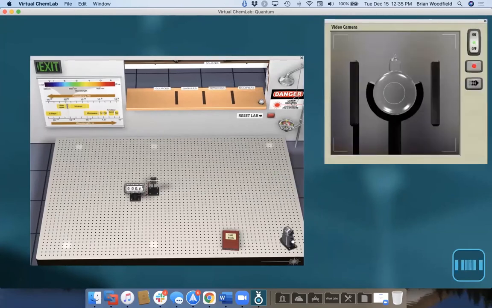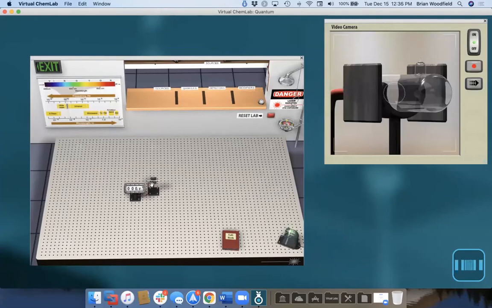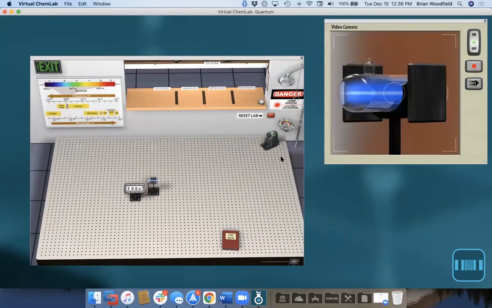So I can take a picture of it over here from this side. And then what I can do is I can turn on my voltage and see. So I finally got the voltage high enough. It's alternating current. So I get that to glow. And so notice that we don't restrict. We're not just saying you only get one position.